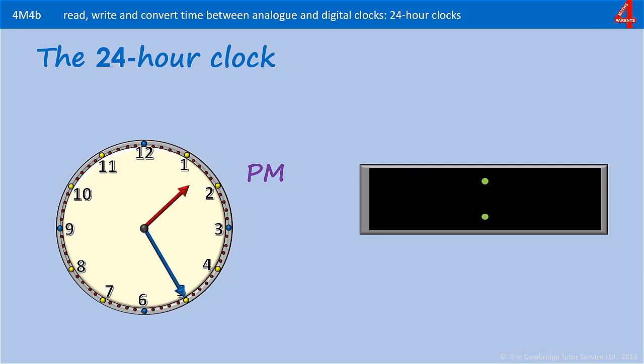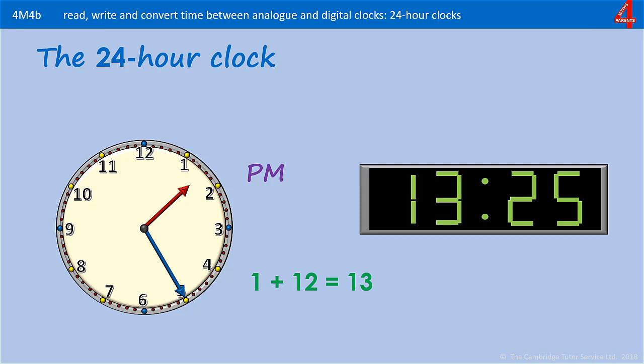Have a go at this one. This one is showing 25 minutes. 25 minutes past, and it's gone past the 1. Add 12 on to 1, and that's 13. So 25 past 1 in the afternoon is 13:25 on the 24-hour clock.